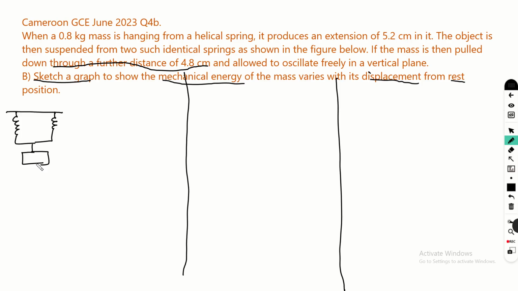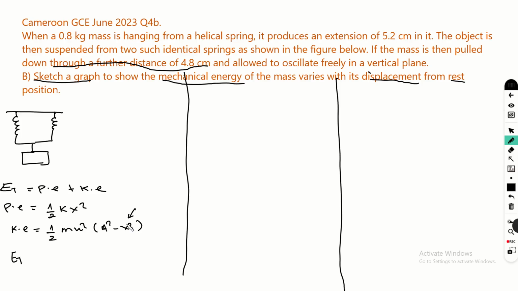So for us to sketch a graph of mechanical energy, you don't need to go into all details, but you need to get some main points. Before we do the sketch, we have to know that mechanical energy is equal to the total of potential energy plus kinetic energy. We know potential energy is equal to half kx squared, and kinetic energy is half m omega squared into a squared minus x squared. So we are plotting the graph of energy against x, which is the displacement.